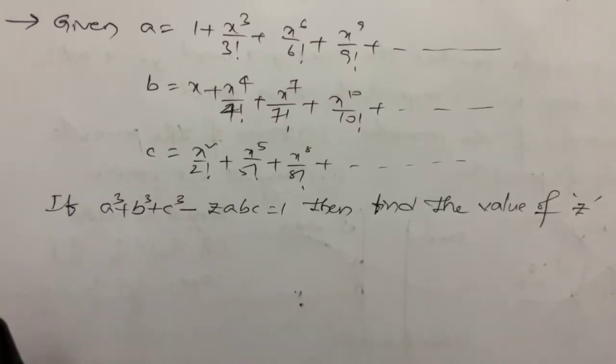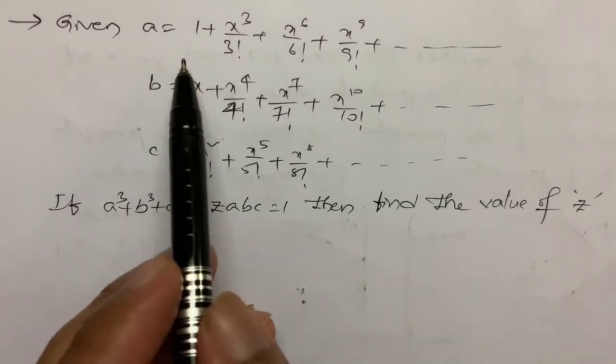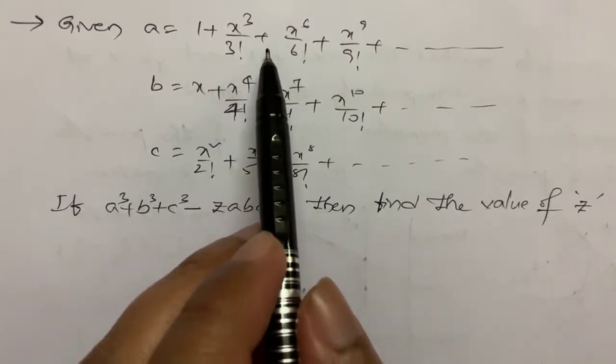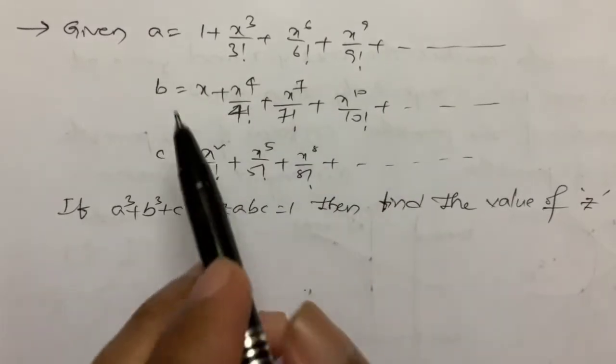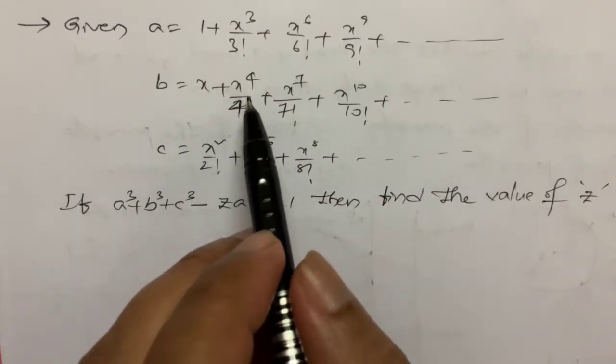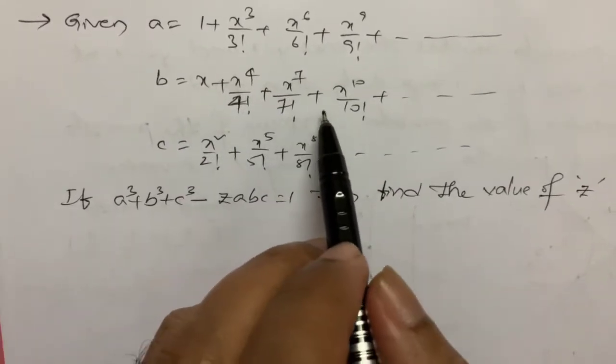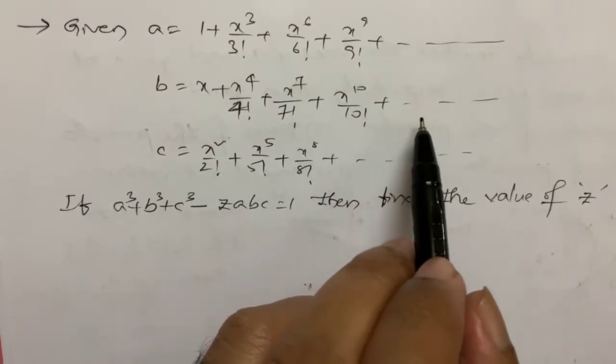Let's look at this problem. Given a is equal to 1 plus x cube by 3 factorial plus x power 6 by 6 factorial plus x power 9 by 9 factorial, and so on, and b is x plus x power 4 by 4 factorial plus x power 7 by 7 factorial plus x power 10 by 10 factorial, and so on.